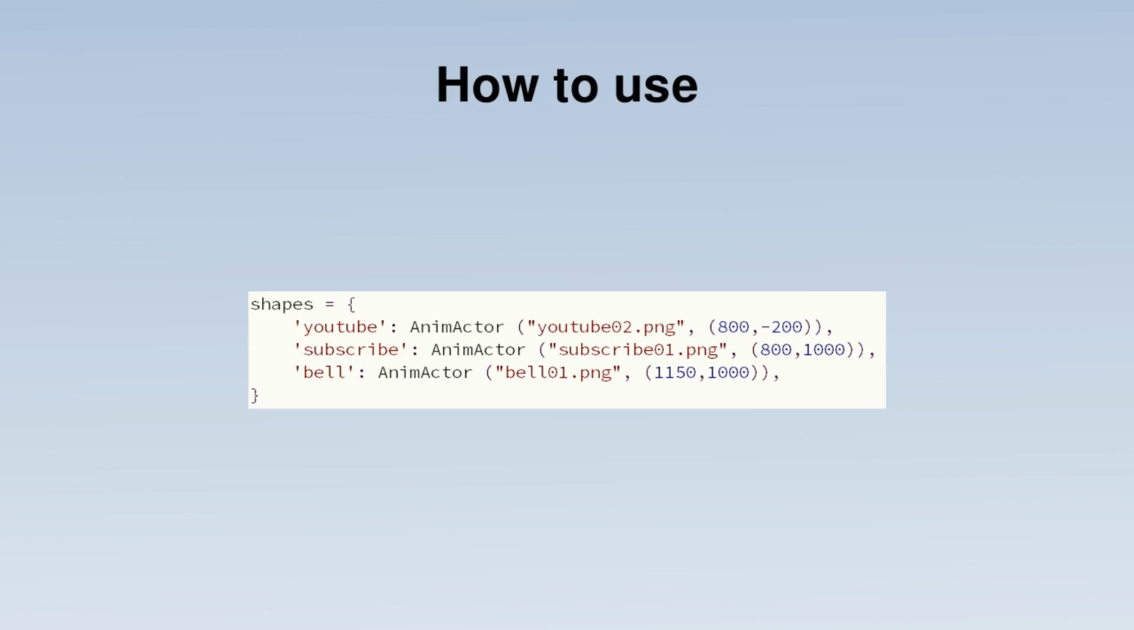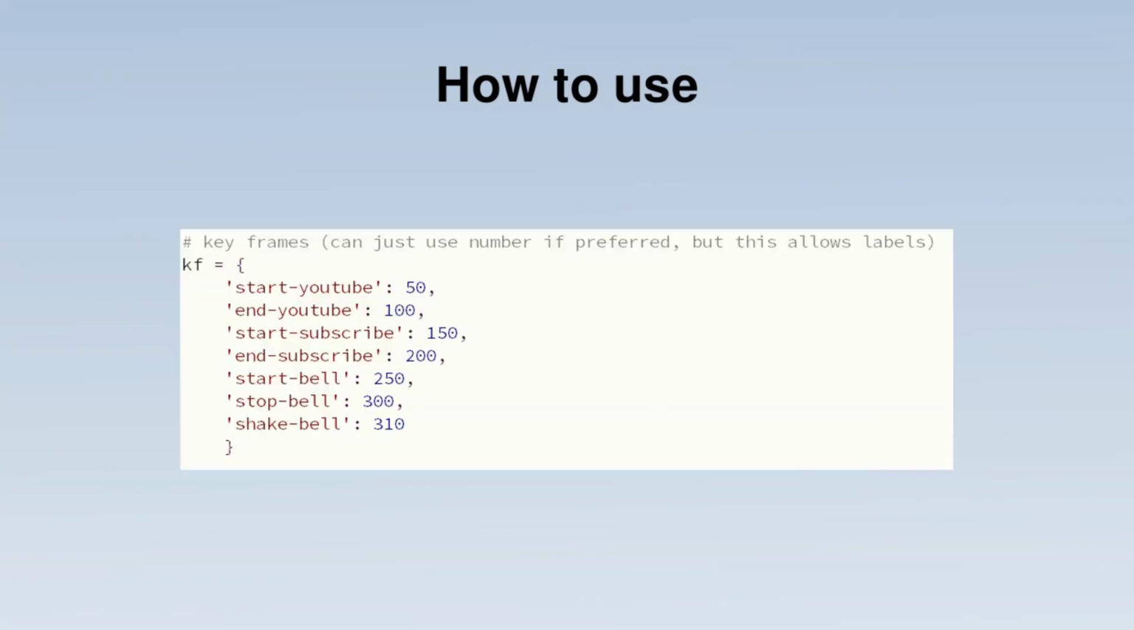There's also a shapes group entry, but that's a bit more complicated and it's not needed for simple animations. So this is the shapes information, which creates 3 objects. Each of these is an animactor object with the image file specified, and the coordinates used mean that they all start off the main screen. So then I can bring them in. The KF dictionary stands for keyframes. This is used to determine the start and stop frames of various elements.